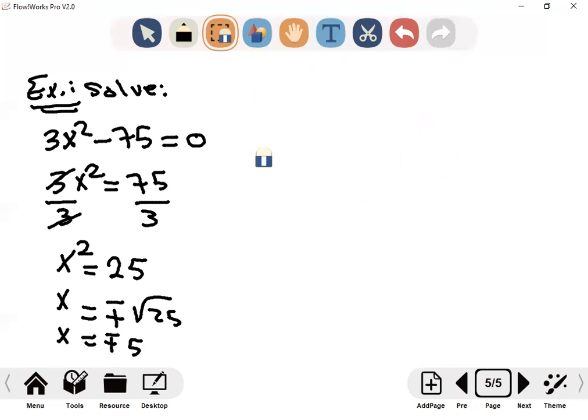Shift or divide. X power 2 equal what? If x power 2 equal a number, then x equal plus minus square root of that number. Yes. Done? Another example.